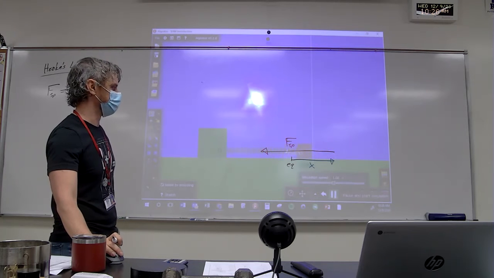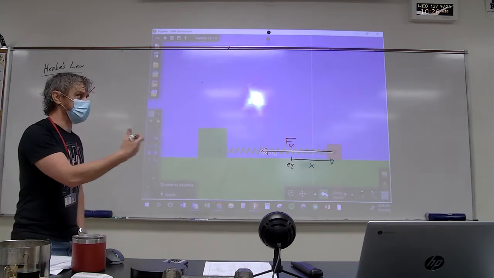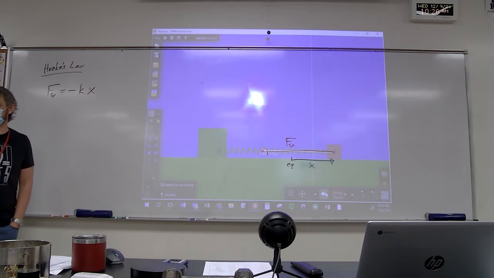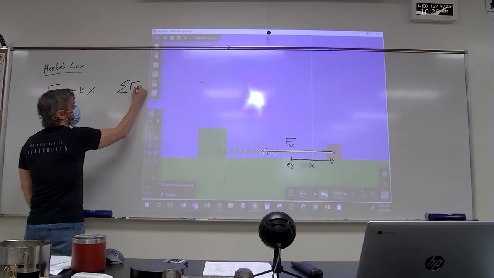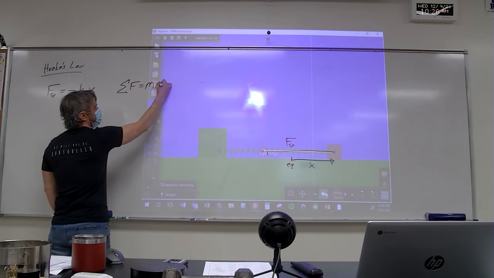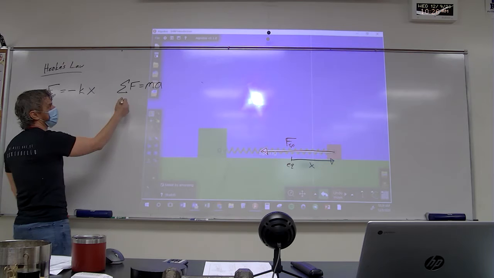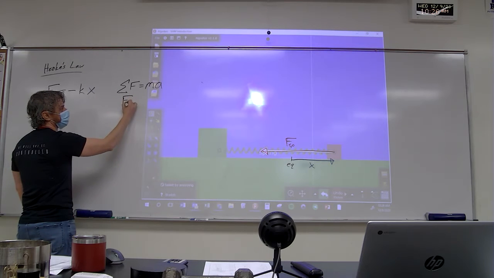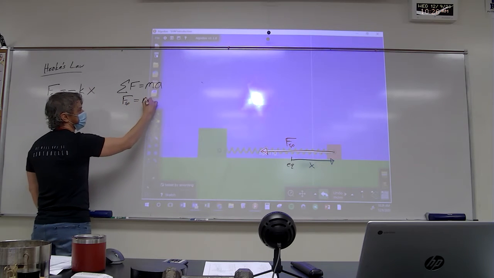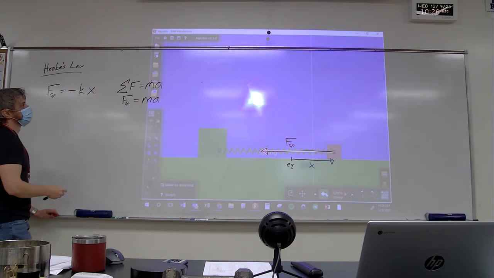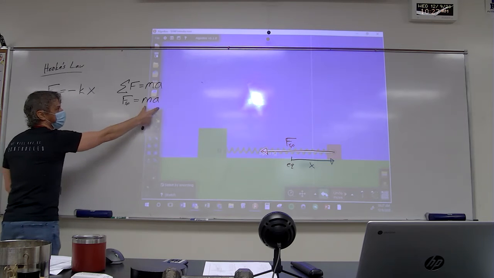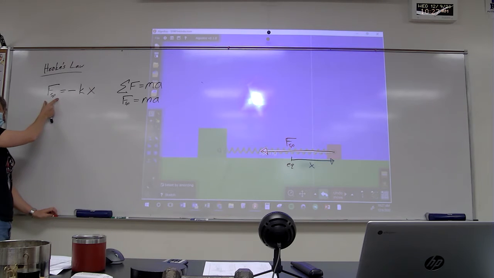if I hit play here, the block does accelerate, right? And since the block is accelerating, Newton's second law will apply. Newton's second law says that the net force is equal to the mass times the acceleration. The net force here is just a spring force, so that equals the object's mass times its acceleration. And then what I can do is just take ma and stick it in here, right?